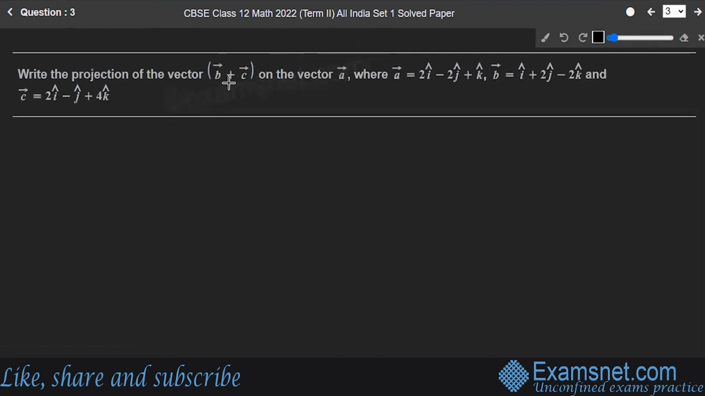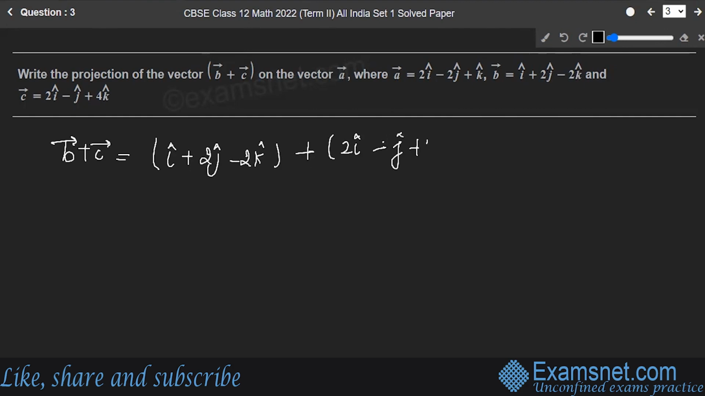Next is question number 3. Write the projection of the vector b plus c on the vector a, where a is equal to this, b is equal to this, and c is equal to this. Okay, so you have b plus c. This is equal to i plus 2j minus 2k plus 2i minus j plus 4k. So this is equal to 3i plus j plus 2k.